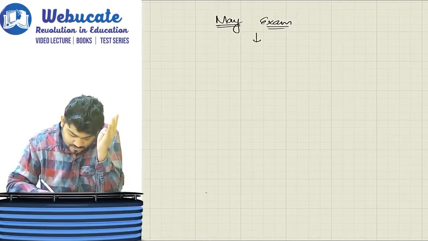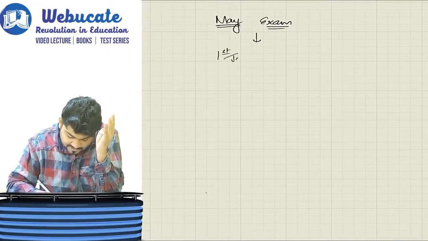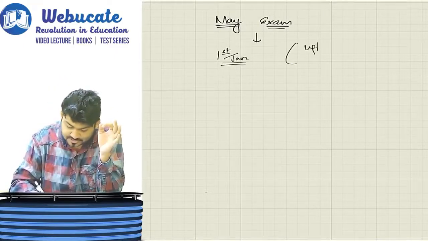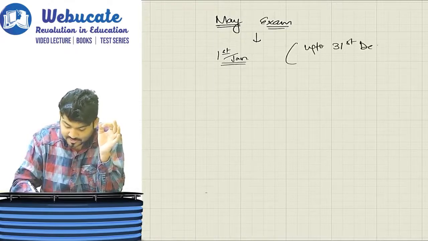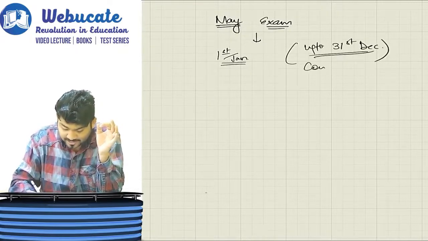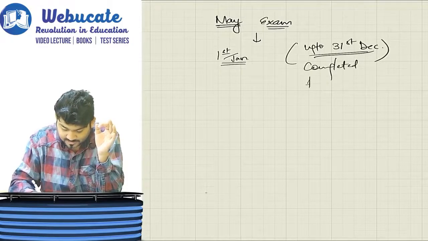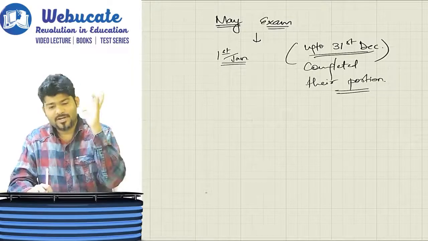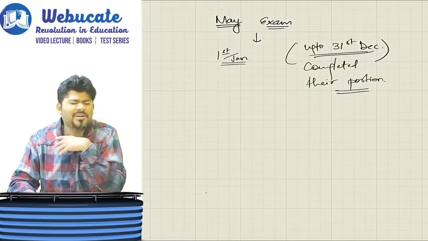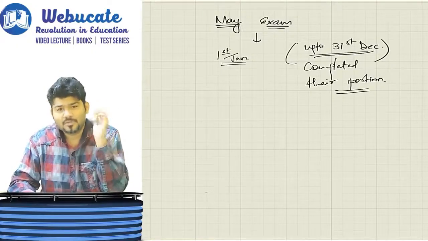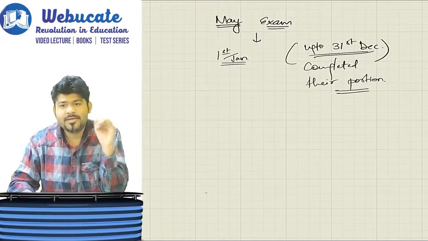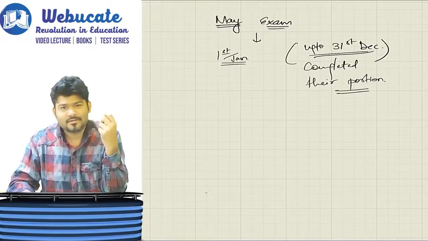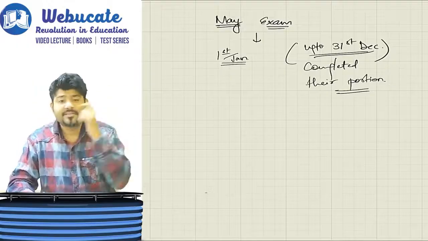Right? So they are planning to start their hardcore studies from 1st of Jan. Now up to 31st of December, they have completed their portion. They have completed their whole portion from start to end. Probably the modules, the lectures of DT, IDT, law, audit, everything they have studied.